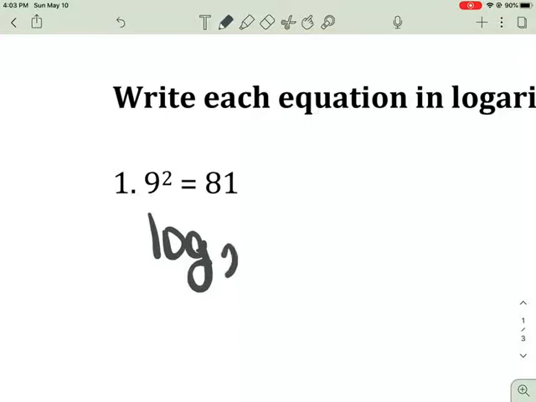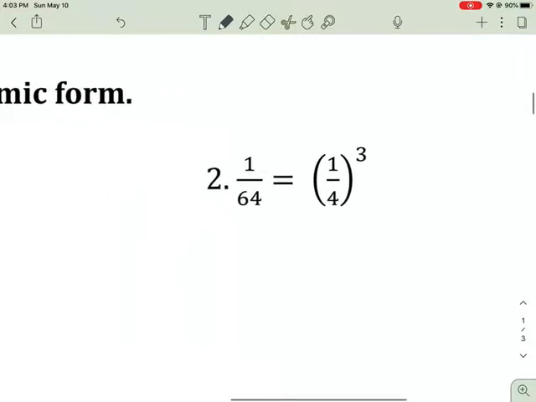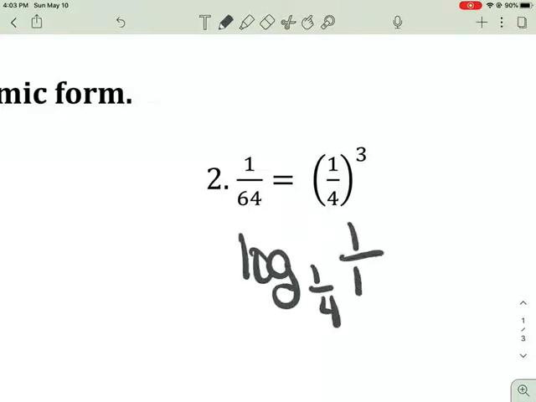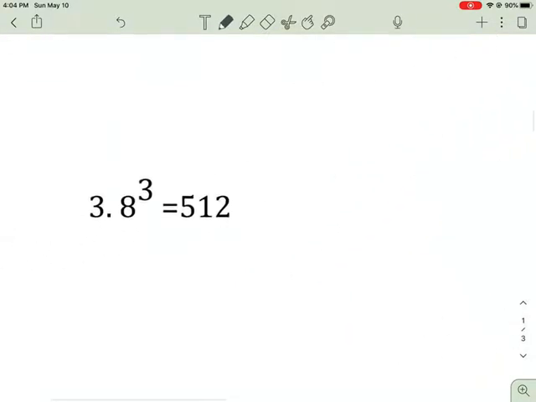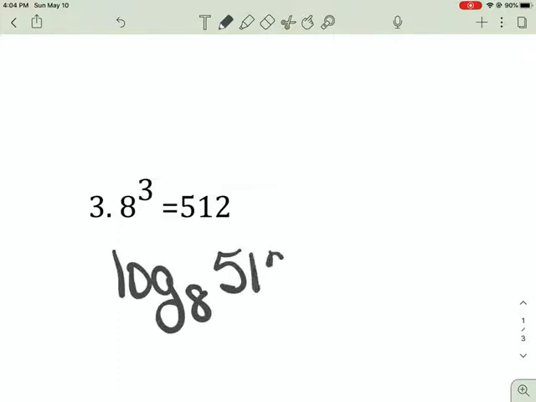So we have 9 squared equals 81. So we're going to go log base 9 of 81 is equal to 2. Okay, so it doesn't matter what the base is. So here we have log base 1/4 of 1 over 64 is equal to 3, meaning 1/4 to the third power gives me 1 over 64. Okay. So here we have log base 8 of 512 is equal to 3.